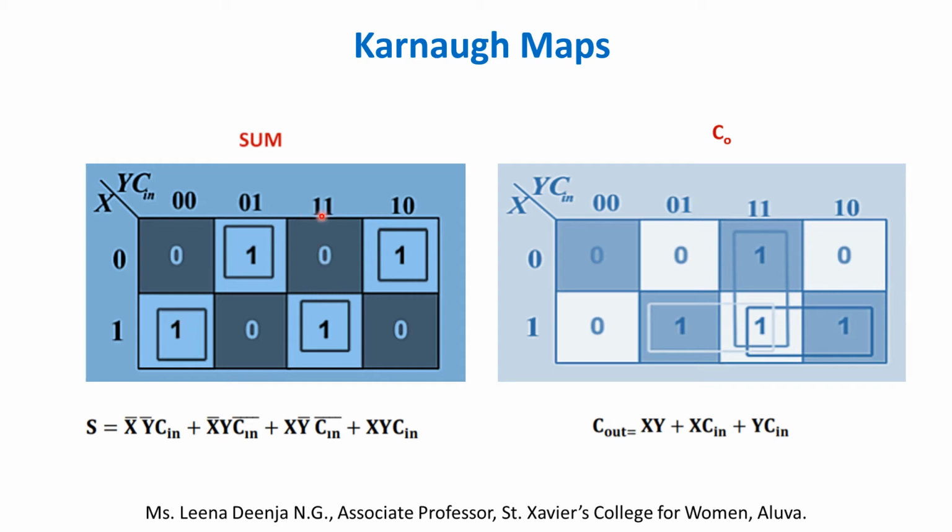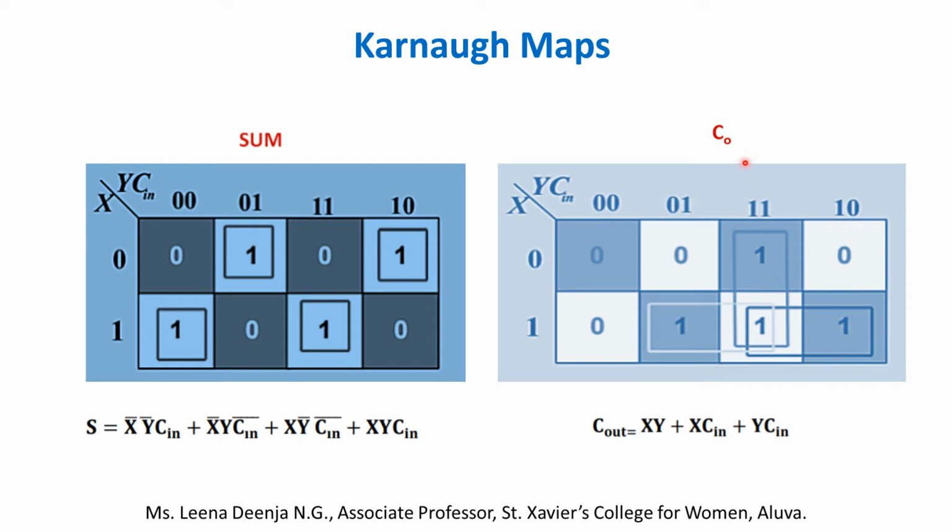For 1, 1, that is y and c in 1 and 1 and x also 1, then we get another 1. And for y input 1 and all the other inputs 0, then again we get 1. So we can simplify the expression for sum using this Karnaugh map as x bar y bar c in plus x bar y c in bar plus x y bar c in bar plus x y c in.